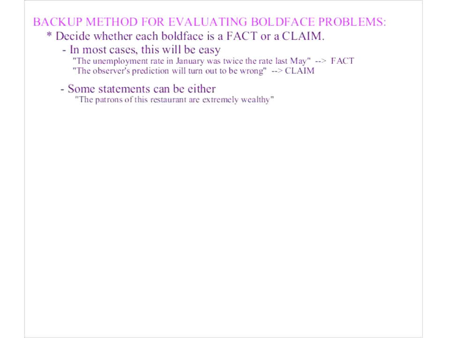That one could actually be either way. It depends on how we know it. If we know this because we actually know how much money those people have, then that's a fact. But if we claim that we know this because they drive up in expensive cars or because they order $500 bottles of wine or something like that at the restaurant, then that could be a claim.